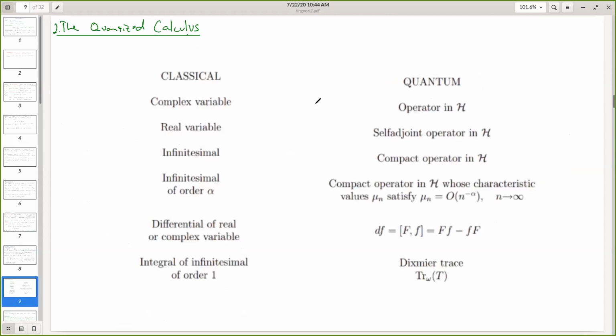Now we come to the quantized calculus, and that's why I explained to you what a compact operator is, because it plays an important role in the definition of the quantized calculus. This image is taken out of Connes' book about noncommutative geometry.